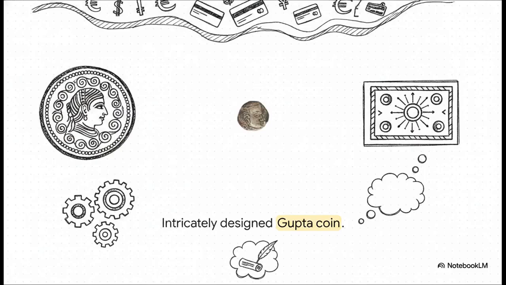As societies grew more complex, so did their cash. The history of money is actually full of these amazing curiosities. Over time, currencies evolved into intricately designed pieces, like this gorgeous ancient Gupta coin right here. These historical items vividly reflect the social and economic power of the empires that minted them.